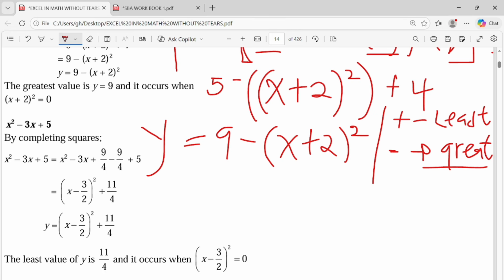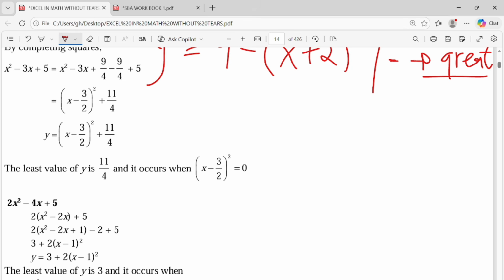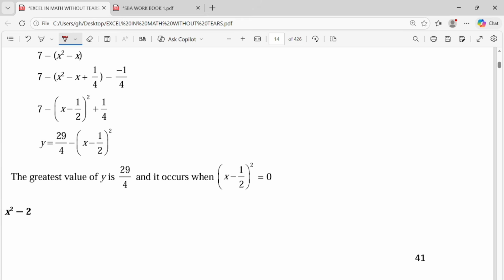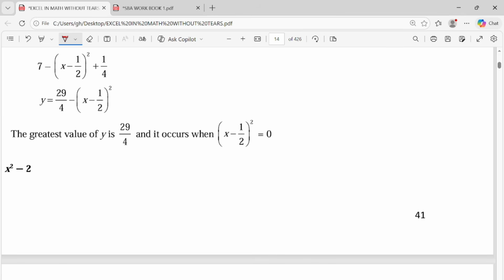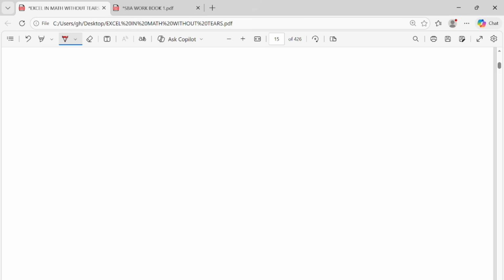You can get some more questions and try them out, but for that case, we can stop at that, and then we look at something new.